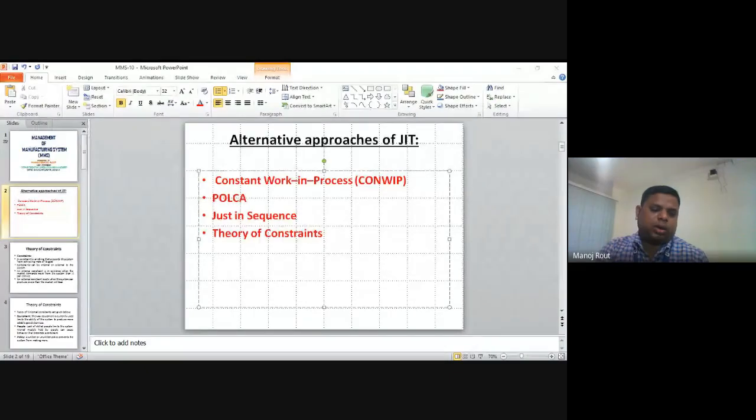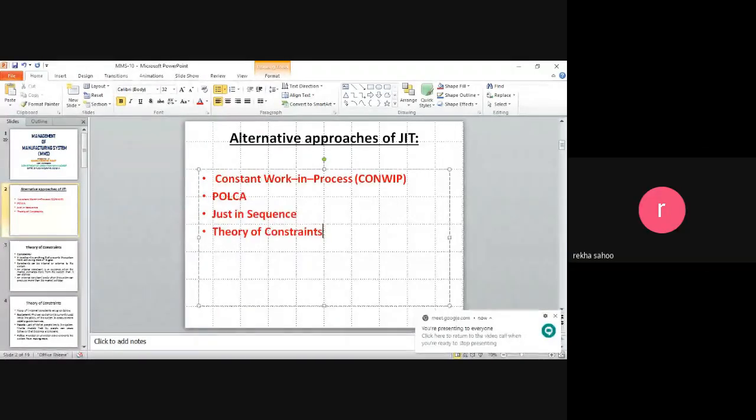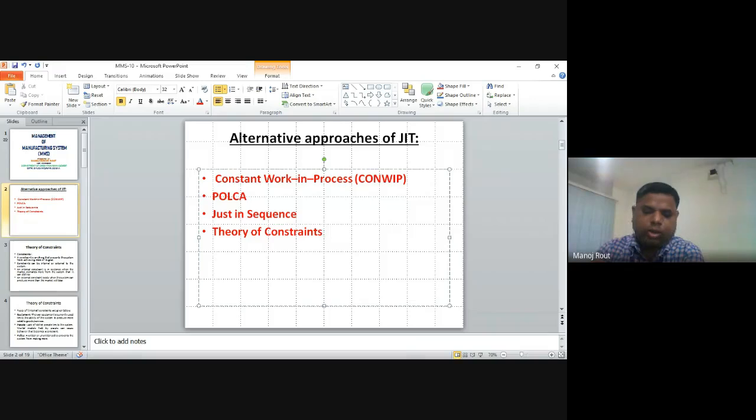Okay, so today, is the slide visible to all? Yes, sir. Okay. So as far as constant work in process, POLCA, and just-in-sequence are concerned, let me repeat what we have learned from the previous classes. Constant work in process is a mixed approach of push system and pull system. In a push system, the scheduled tasks should be done for each station, and the production is triggered by inventory events. That is the basic concept behind constant work in process.